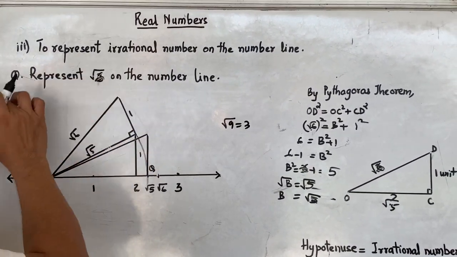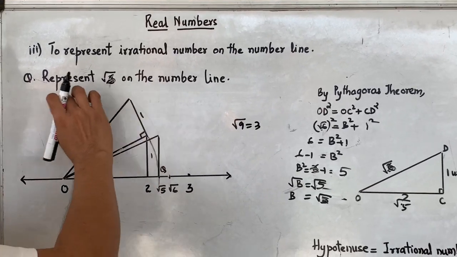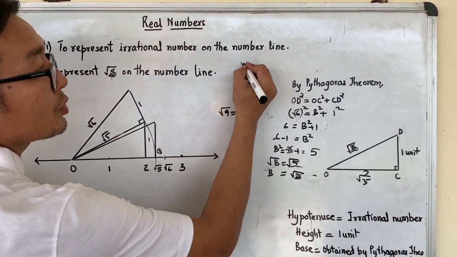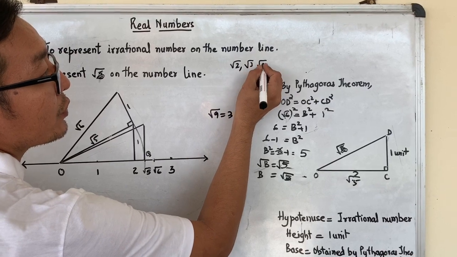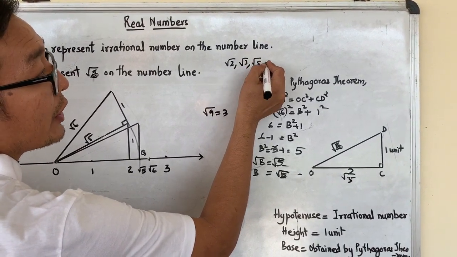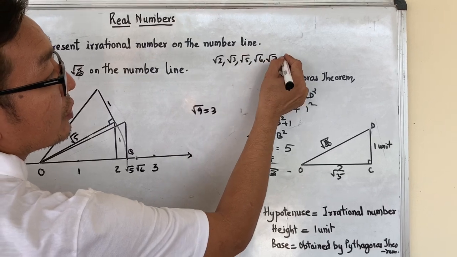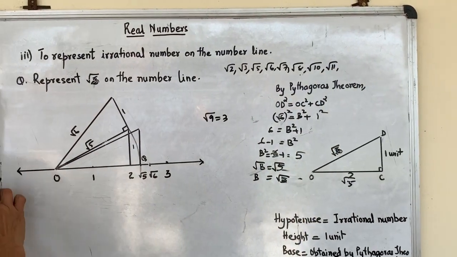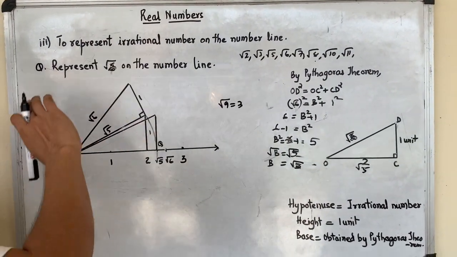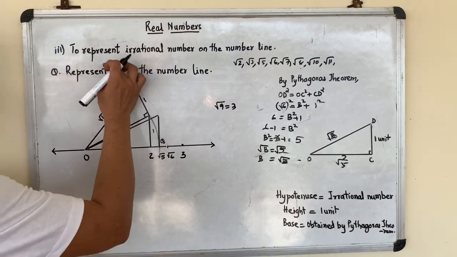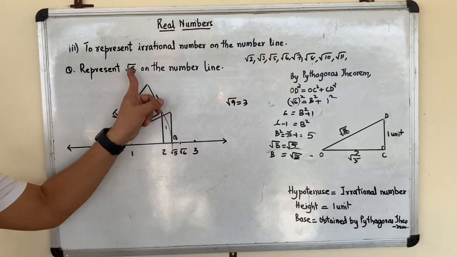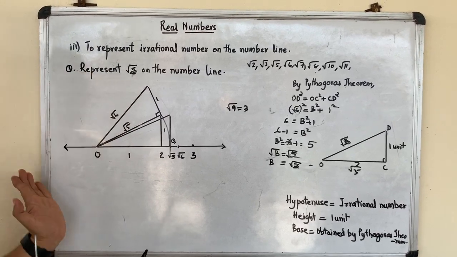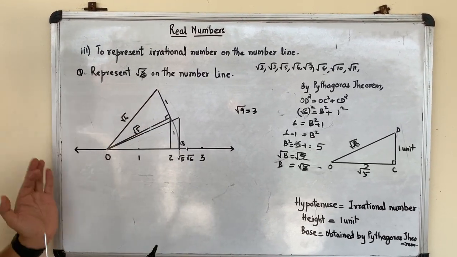So this example is the square root irrational number spiral. This is root 2, root 3, root 4, root 5, root 6, root 7, root 8, root 10, root 11. This is the square root spiral. Each time you put 1 unit, but it should be perpendicular. This is a square root spiral.